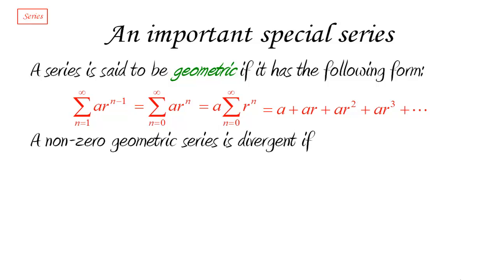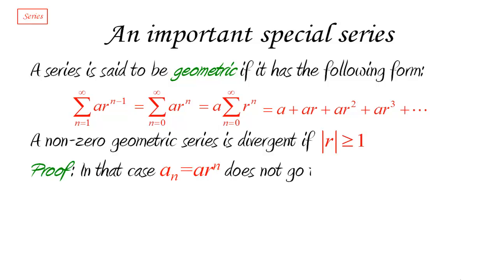So the idea is that a non-zero geometric series is divergent. What am I saying? A non-zero. Well, if a is 0, then of course that series is 0, and what I'm going to say doesn't apply. Okay. So a non-zero geometric series is divergent if the absolute value of that ratio is greater than or equal to 1. Why is that true? Well, in that case, the terms of the sequence are a times r to the power n. Well, if the absolute value of r is greater than or equal to 1 and a is not 0, that sequence does not go to 0, right?